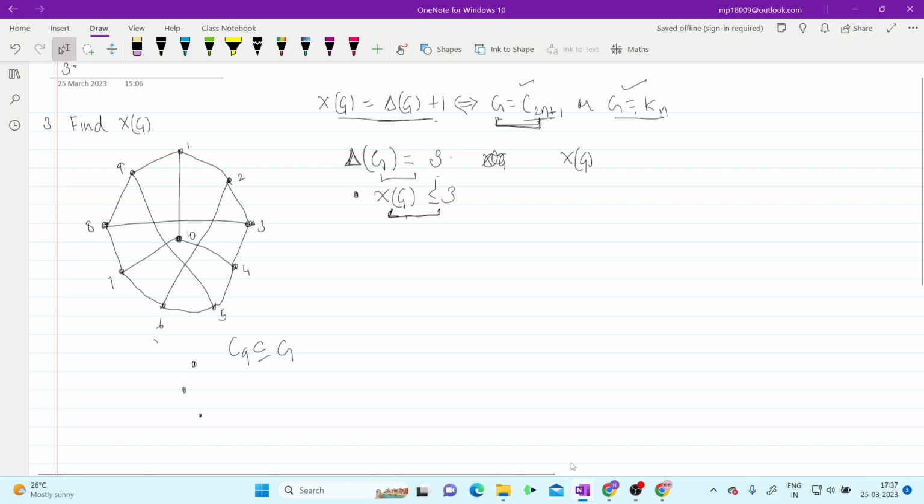Can it be 2? Can we use two colors to color this graph, to color the vertices of this graph? Are two colors sufficient to color the vertices of this graph?